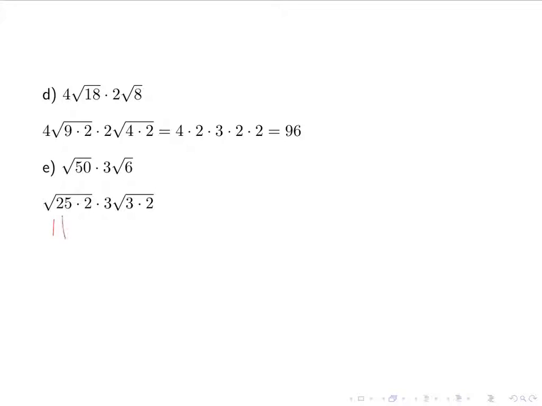So root 25 becomes a 5, the 2 root 2's become a 2, and then I still have a 3 outside the square root and a 3 inside the square root. So I have 3 times 5 times 2 times the square root of 3, and that gives me 30 root 3.